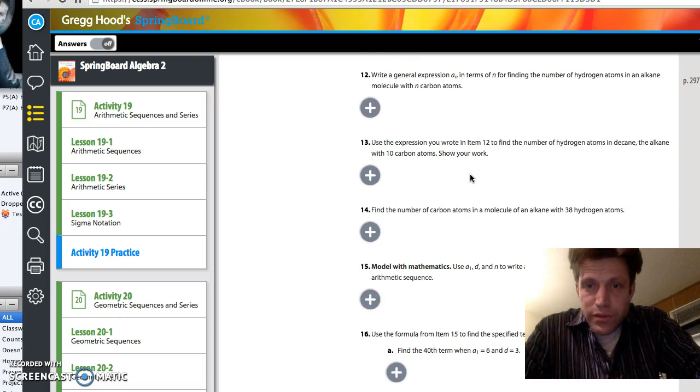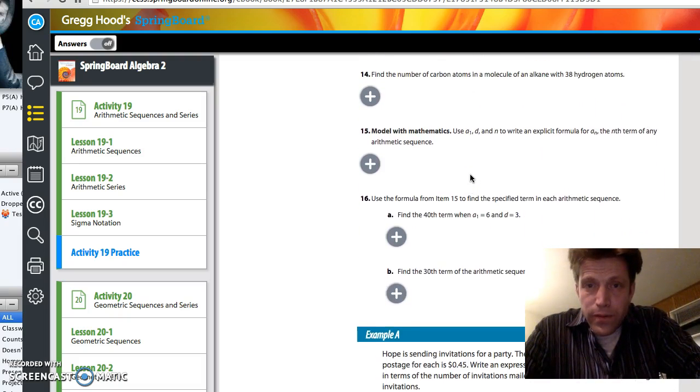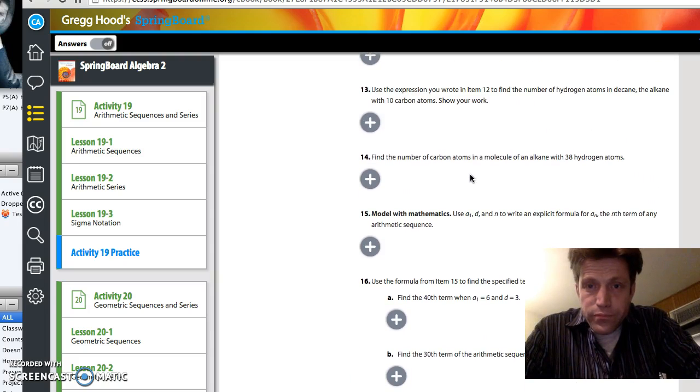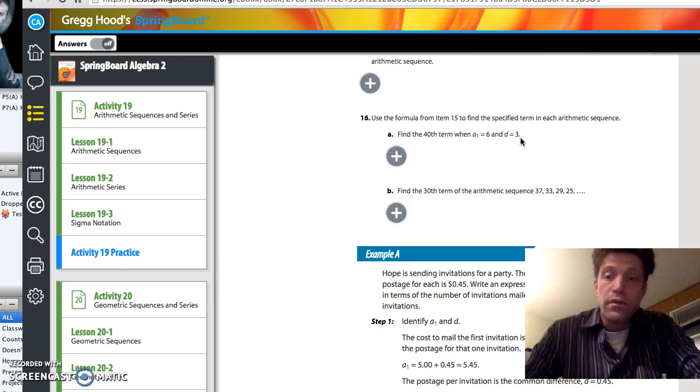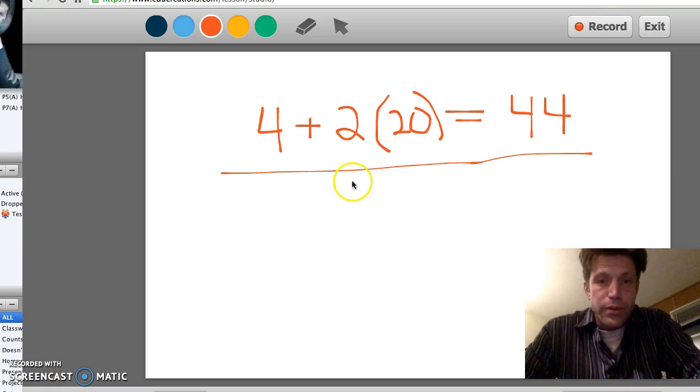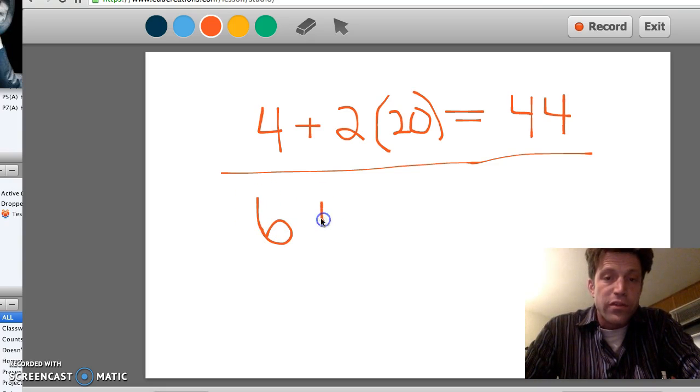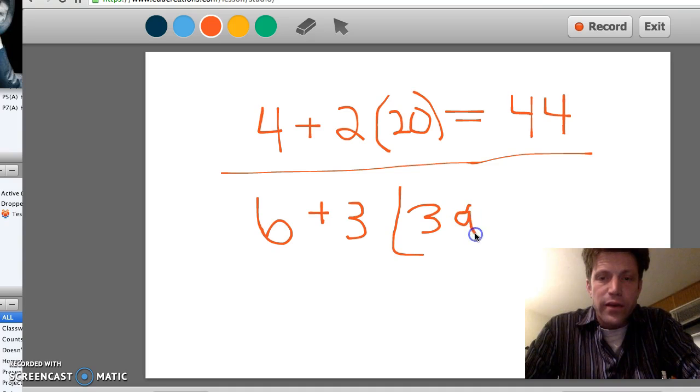And here's some examples. Let's say we need to find the 40th term when the starting term is 6 and the common difference is 3. The 40th term, starting term is 6, common difference is 3. And if we're trying to find the 40th term, that means we're going to add it 39 times. 3 times 39 is 117, plus 6 is 123. So the 40th term would be 123.